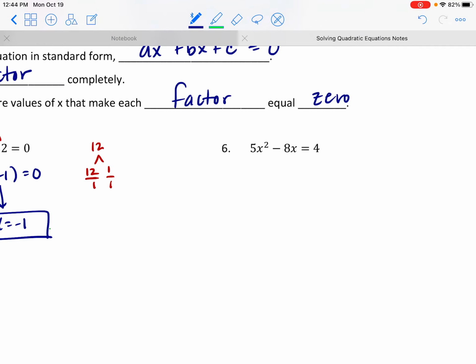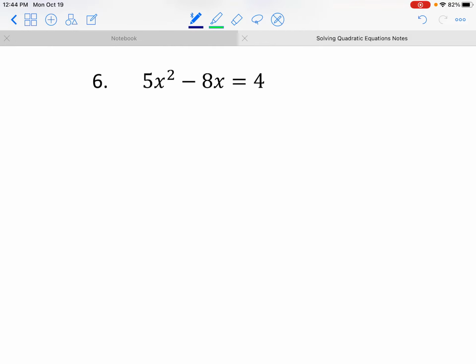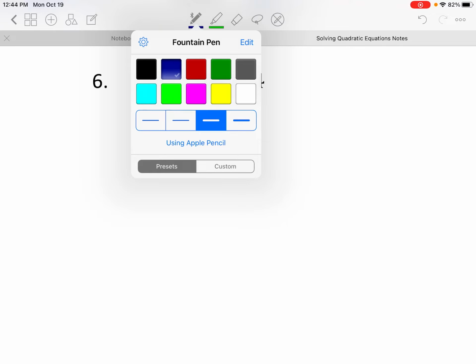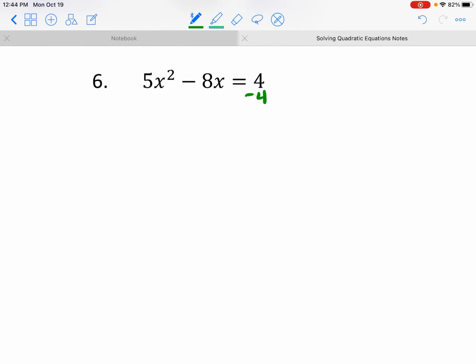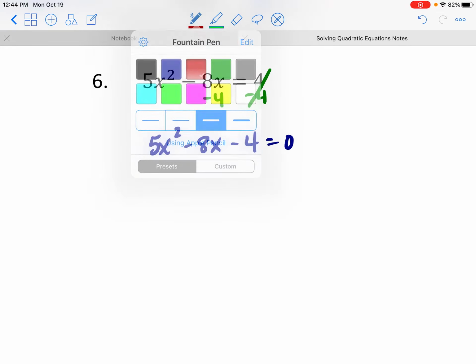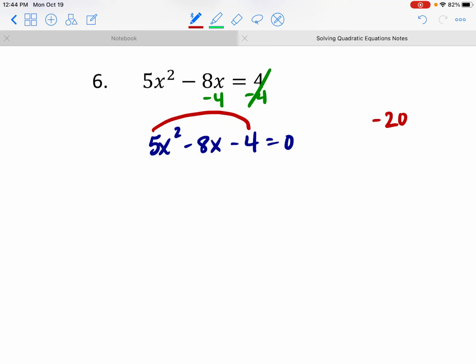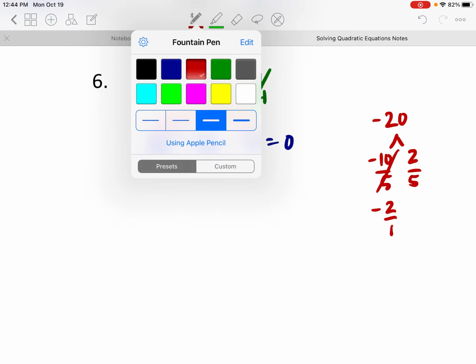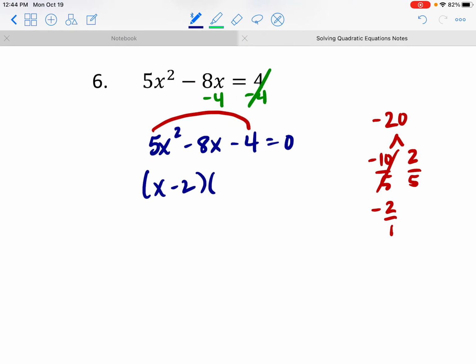Okay? Not so bad. We can see in number 6, we're not equal to 0. We'd have to subtract that 4 over. So if we subtract that 4 over, since it's not a like term with anything, it's just going to be a 5x squared minus 8x and then a minus 4 equal to 0. And then 5 times negative 4 tells us to look for factors of negative 20 that make negative 8. Those two factors would be negative 10 and 2. And dividing by 5 and reducing, we can see this thing is going to factor into 1x minus 2 and 5x plus 2.